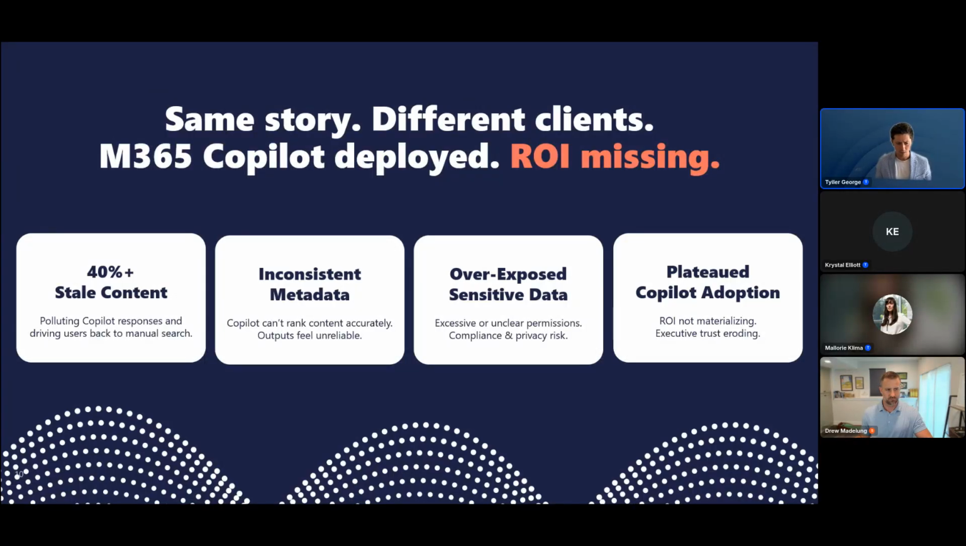Third area, I'll say specifically, overexposed sensitive content. Permission drift can happen. You may have had inherited access over time. You may have had permissions that you didn't audit before a migration. You may have legacy permission strategies that you still maintain today that you know you need to clean up, but you haven't necessarily yet. Copilot won't create those exposures, but it will make them visible.